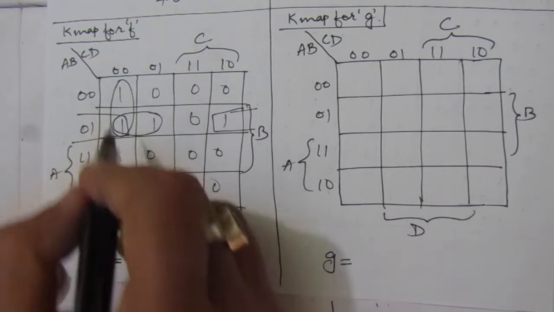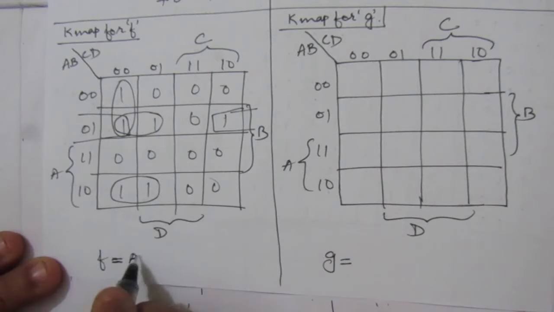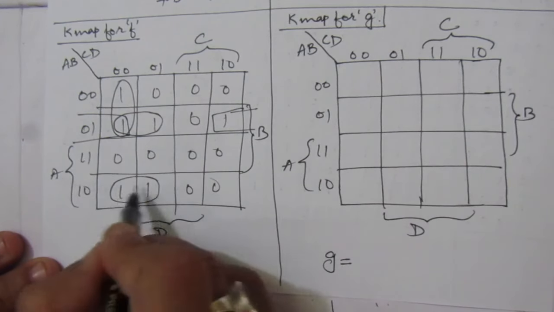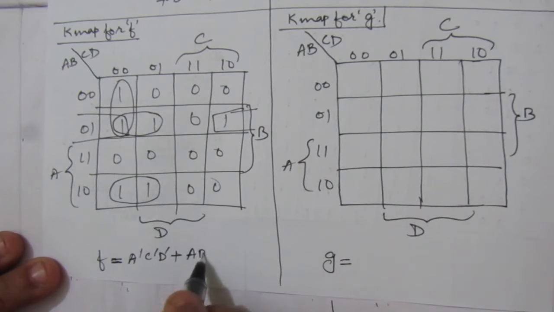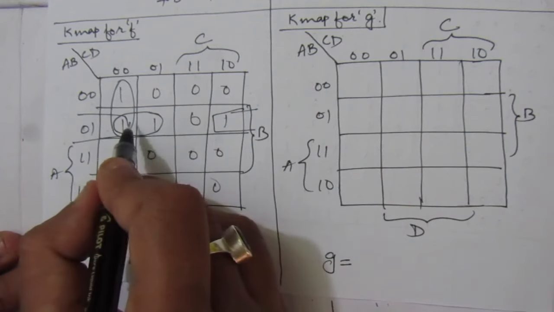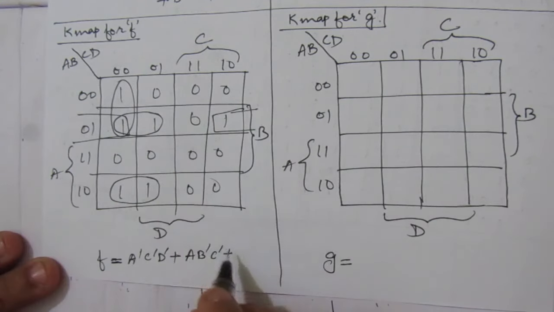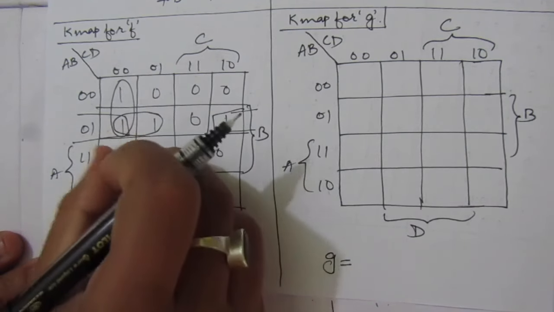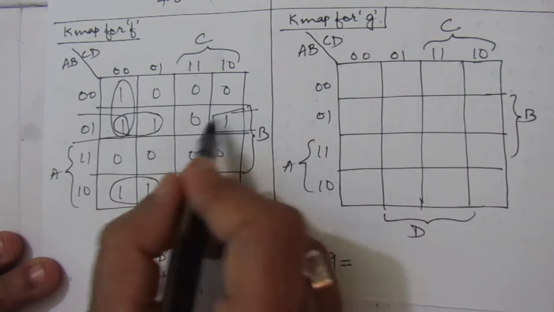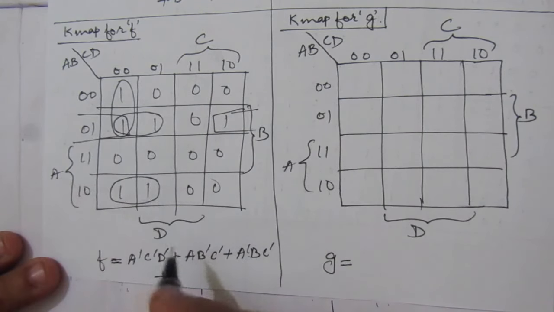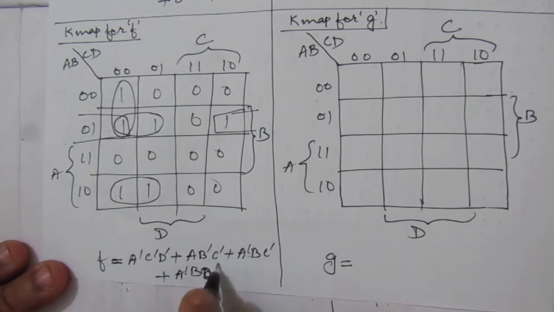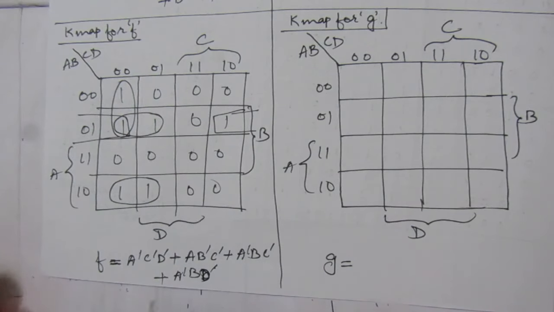So from this term what we'll get? We'll get A bar, C bar, D bar, plus from this term we'll get A, B bar, then C bar, plus from this term we will get A bar B and from this side we will get C bar, plus from this term we will get A bar B, D bar. Okay, so we have got the expression for small f.